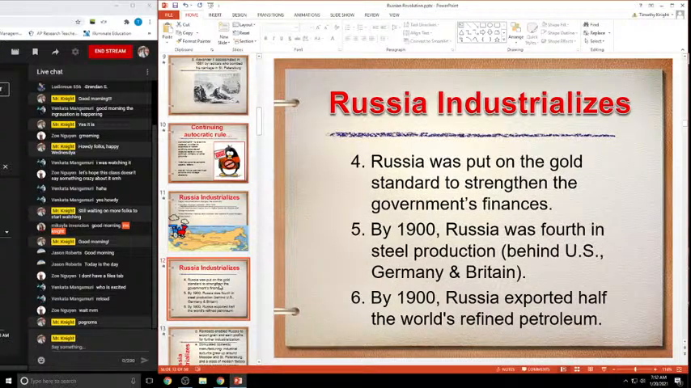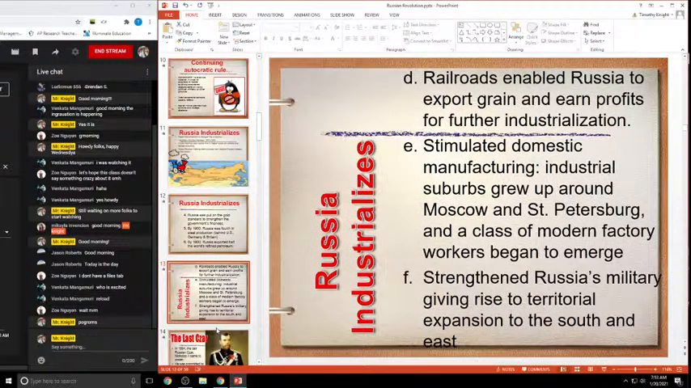Russia was put on the gold standard as well to strengthen their government's finances. And by 1900, as I said, Russia was 4th in steel production behind the U.S., Germany, and Britain. And by 1900, Russia was exporting half the world's refined petroleum, or what would be used for things like gasoline and things like that. Railroads enabled Russia to export grain and earn profits for further industrialization. And this helped to start stimulating domestic manufacturing. In other words, manufacturing at home in Russia.